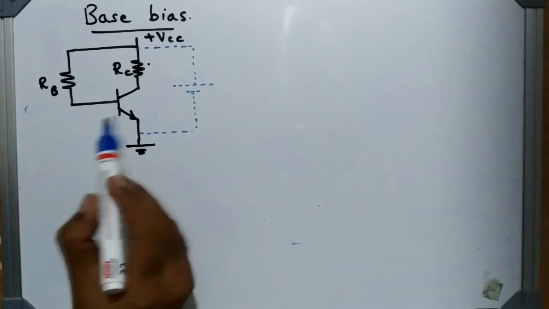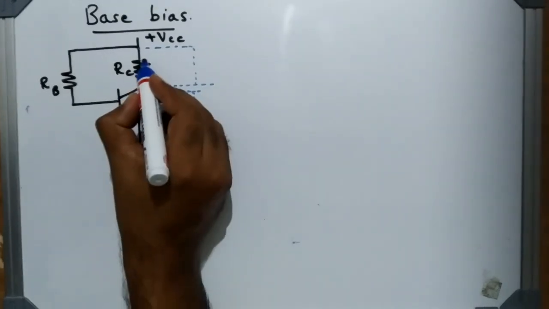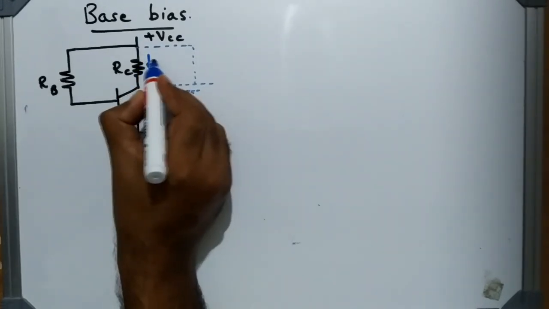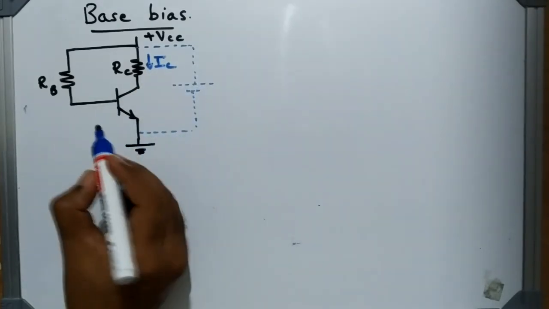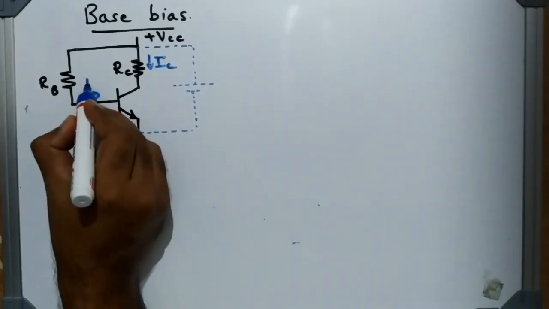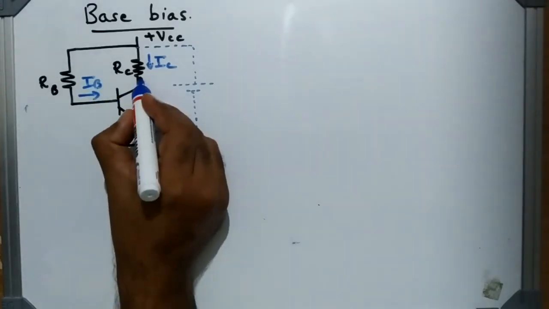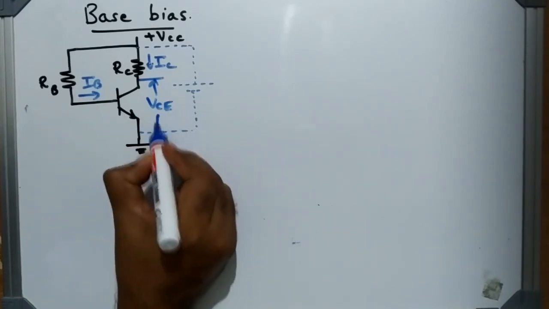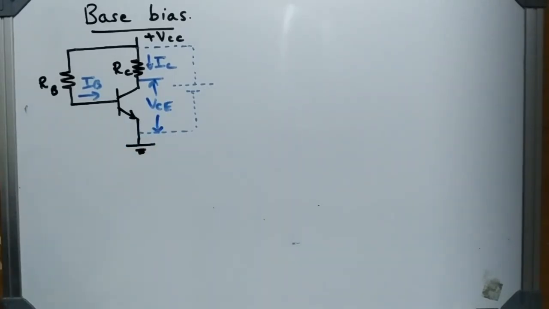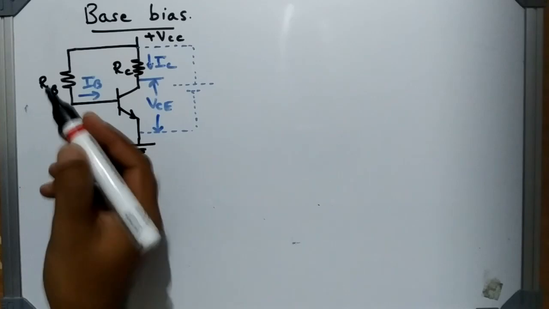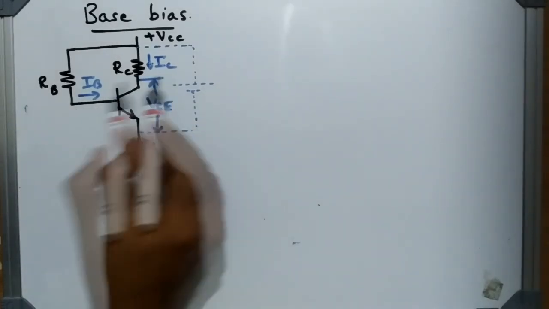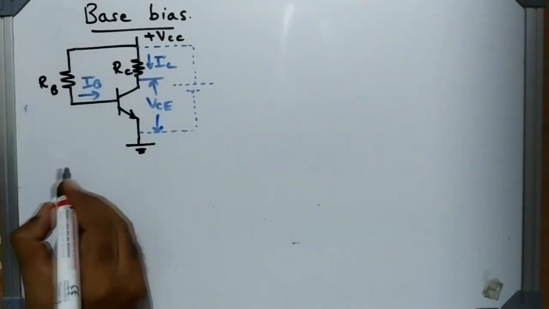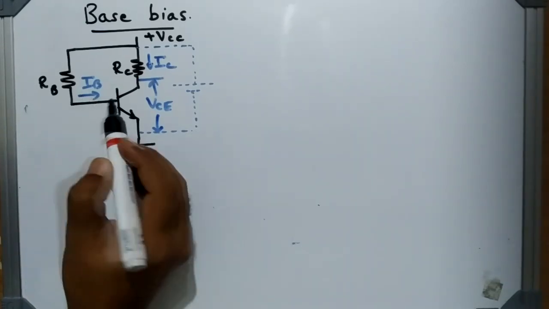Now this is called a base bias, wherein this is the collector current, output current, and this is the input current, that is the base current, and this is the output voltage, that is collector to emitter voltage, VCE. Now in this case we want to calculate the value of IC and VCE. So how to calculate the value of IC? First we calculate the value of IB. How do you calculate the value of IB?